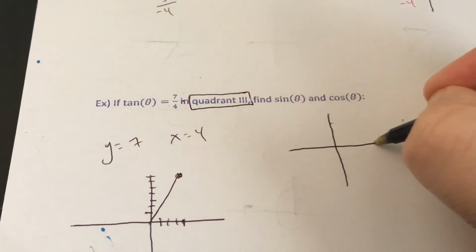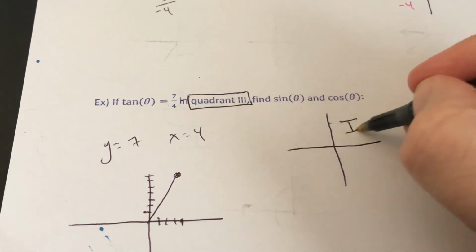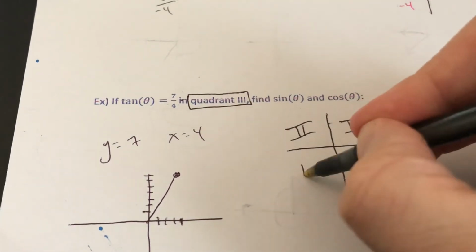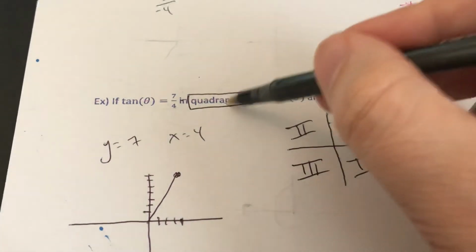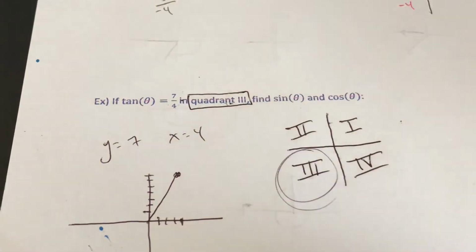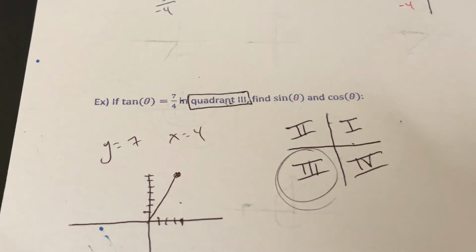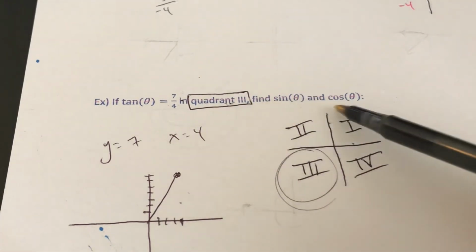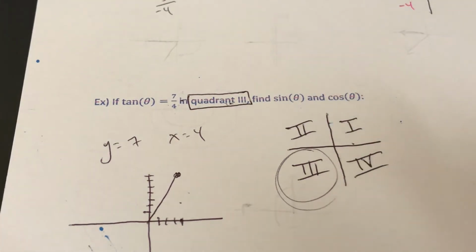But when we draw diagrams, there's 4 different locations or 4 different quadrants we can be in. Quadrant 1, quadrant 2, quadrant 3, or quadrant 4. This tells us our diagram needs to be down there in quadrant 3. Based on what I drew, I'm in quadrant 1. So I have not drawn the correct diagram, which means my sine and cosines are not going to be correct. So let's fix this.